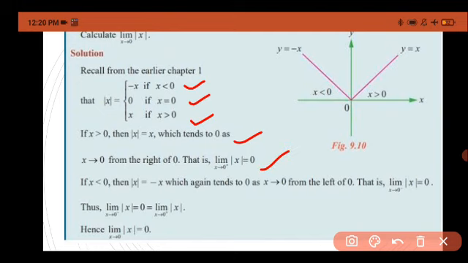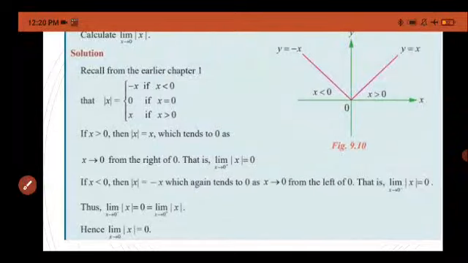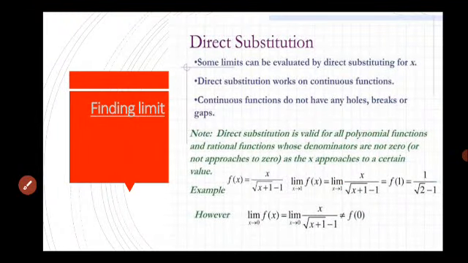Now if x is smaller than 0, that means left hand limit. So it is approaching from the left side. So here also we are getting 0. Now at x equal to 0, again we are getting 0. So it is continuous, meaning the limit exists from both sides.